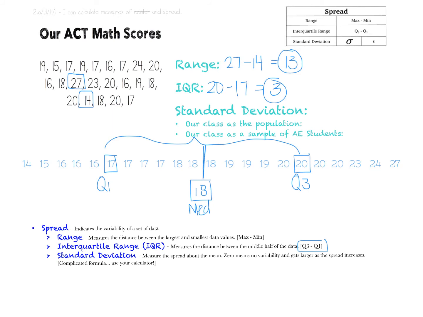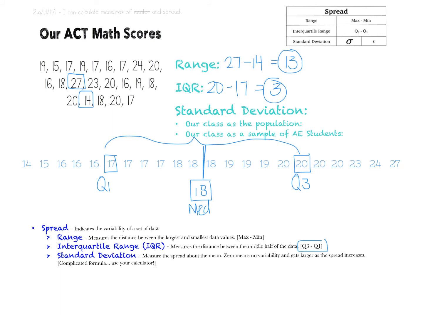N is the number of observations, so I can see that there are 22 data points. The minimum is 14, Q1 is 17, which we were right. The median is 18, Q3 is 20, and the maximum is 27. So my calculator can calculate a lot of this stuff for me. But right now we're going to talk about standard deviation.